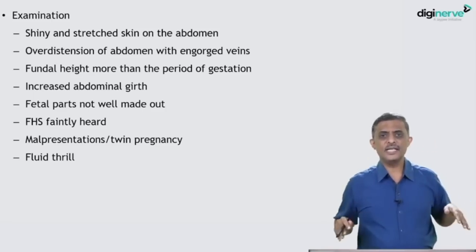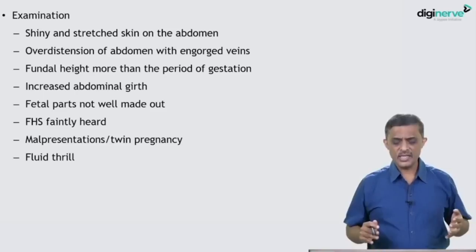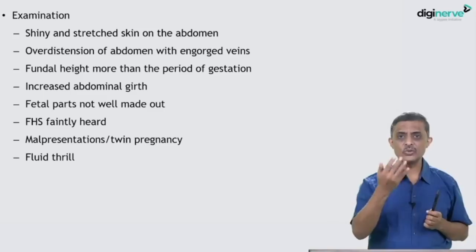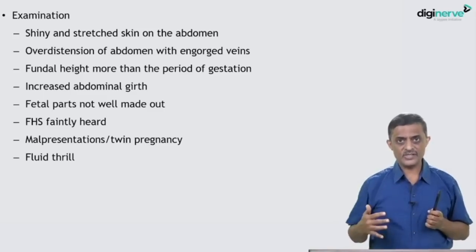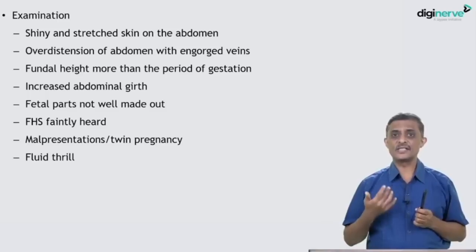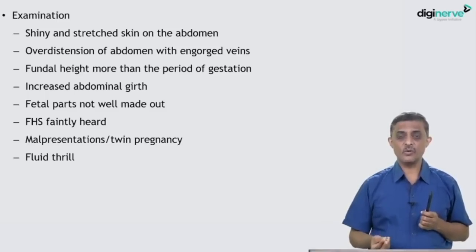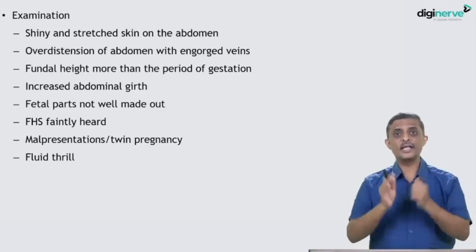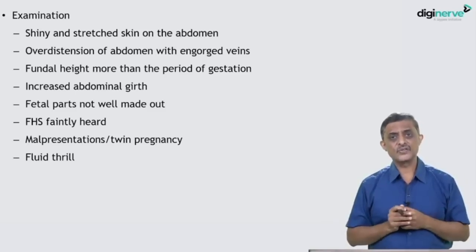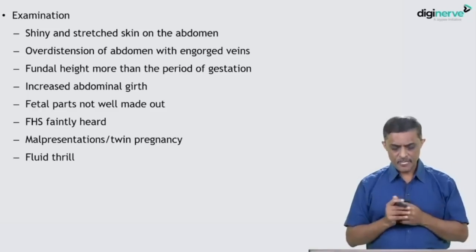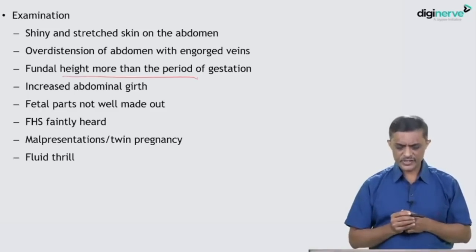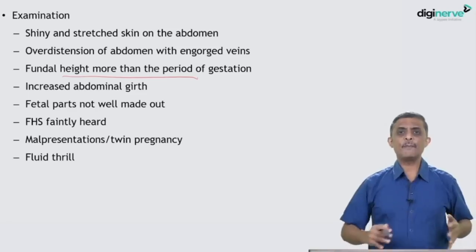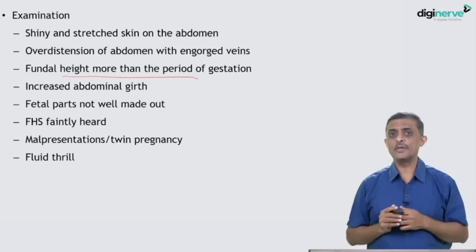On examination, the skin is very much stretched, shiny, and over distension of the abdomen with engorged veins. We usually ask you to present the inspection findings: how the abdomen is distended, what is the texture of the skin, what about the hernial orifices, what about the umbilicus. So here you have a lot of findings: engorged veins, everted umbilicus, shiny and stretched out skin, over distended abdomen, right? And fundal height more than the period of gestation. When you measure the abdominal girth at term, it will be more than 100 centimeters. Fetal parts you cannot make out well, and most often there could be malpresentation.